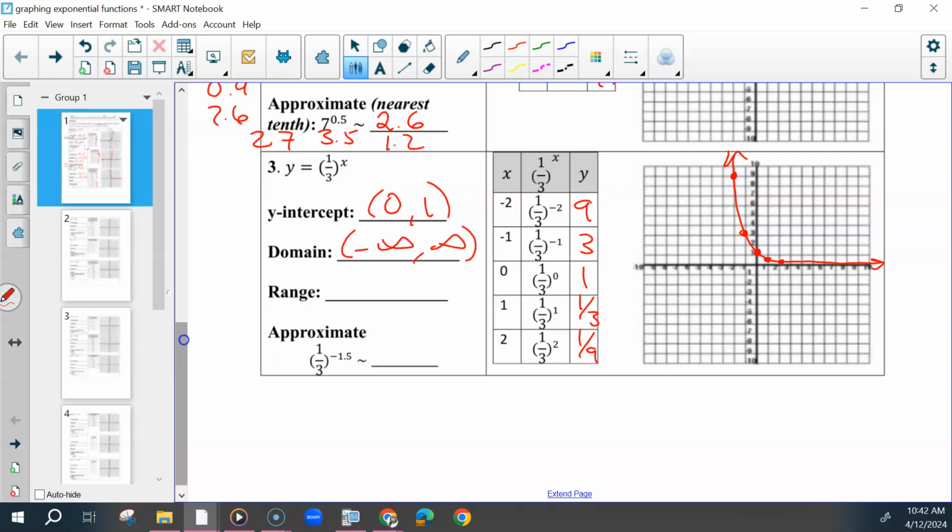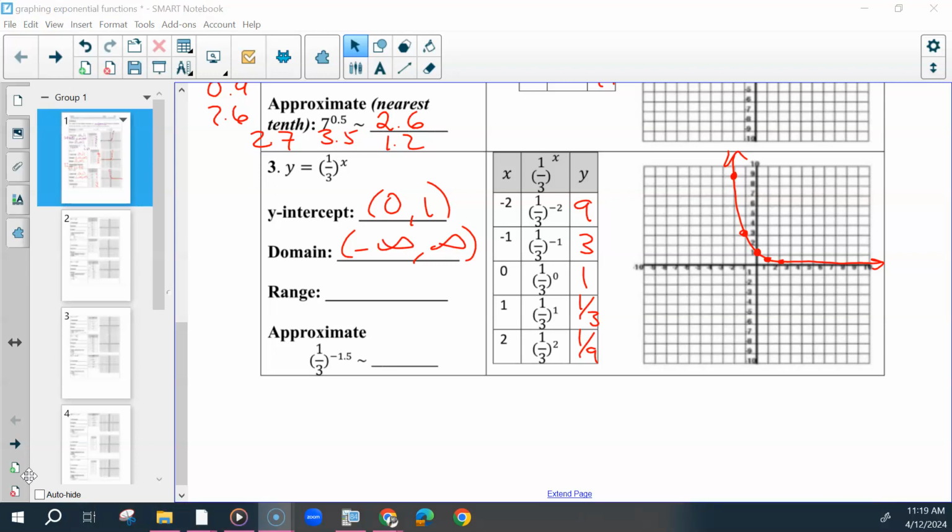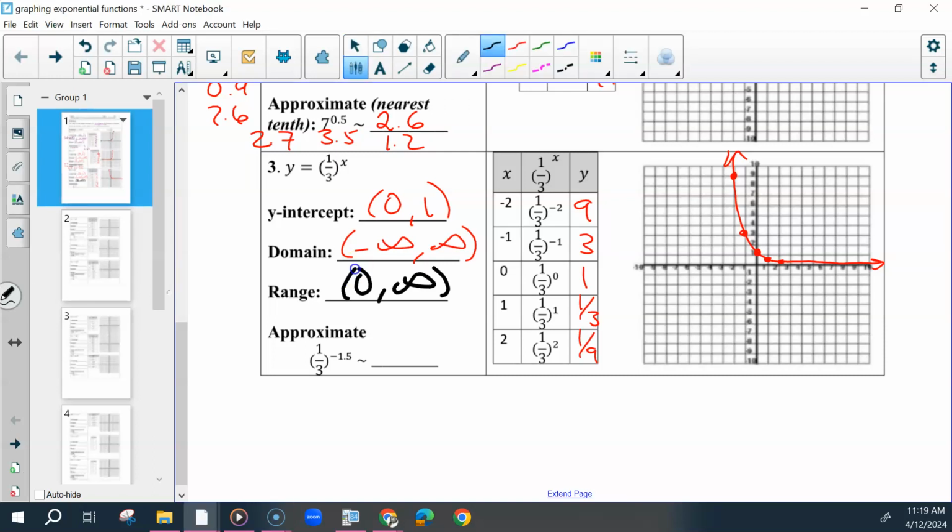And then we'll do the last two when we get back from lunch. Oh, we could actually, what is the range of this one? So it's always lowest to highest. 0 to infinity. So even though it switched directions, it's still the same range.